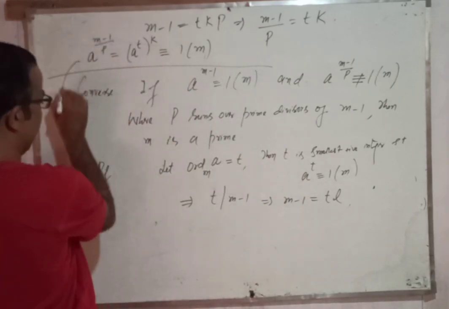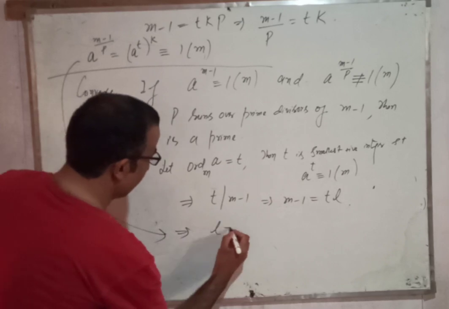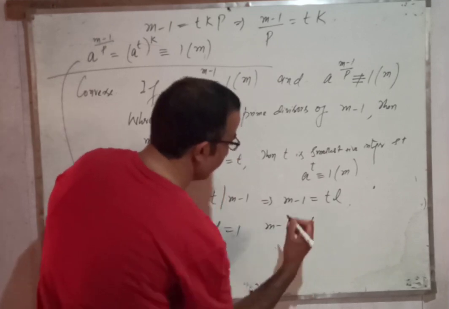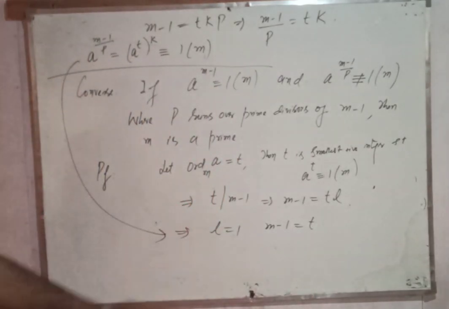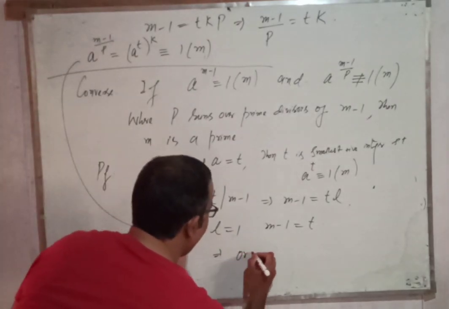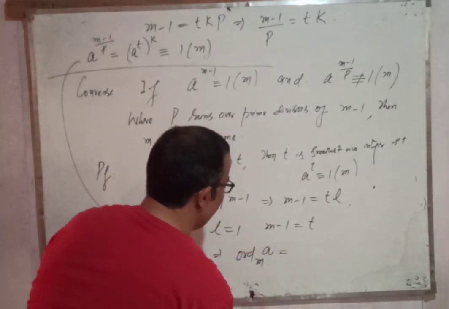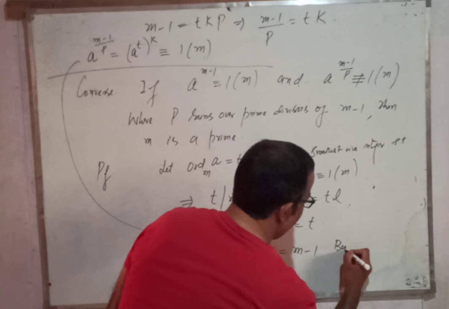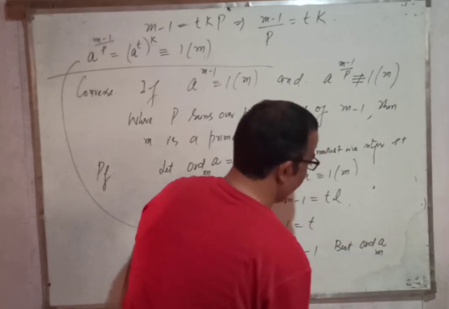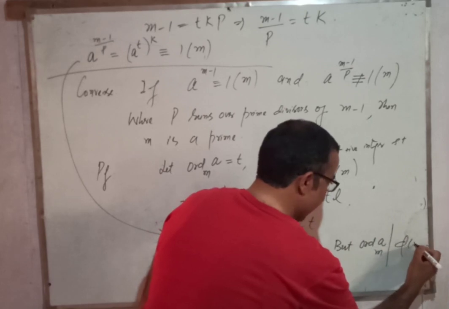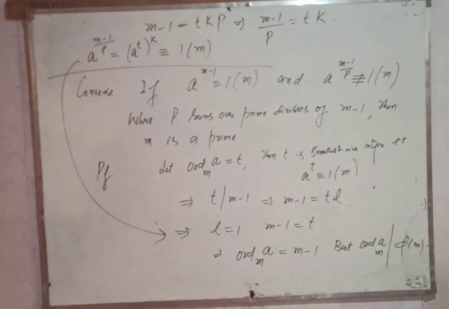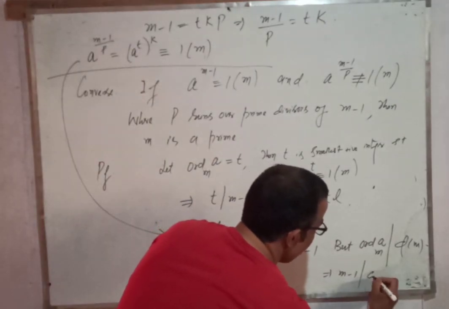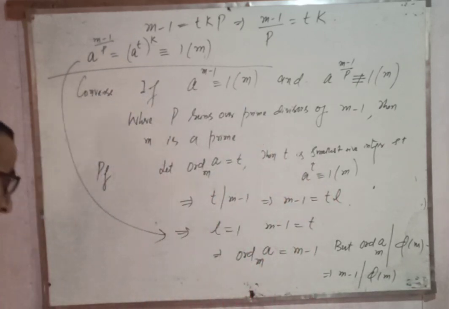So this implies l is equal to 1. When l is 1, I have m minus 1 equal to t. So order is m minus 1 is equal to t. Means I can say order of a modulo m is exactly equal to m minus 1. But order of a modulo m divides phi of m, as we have seen in the last exercise. So you get m minus 1 divides phi of m.